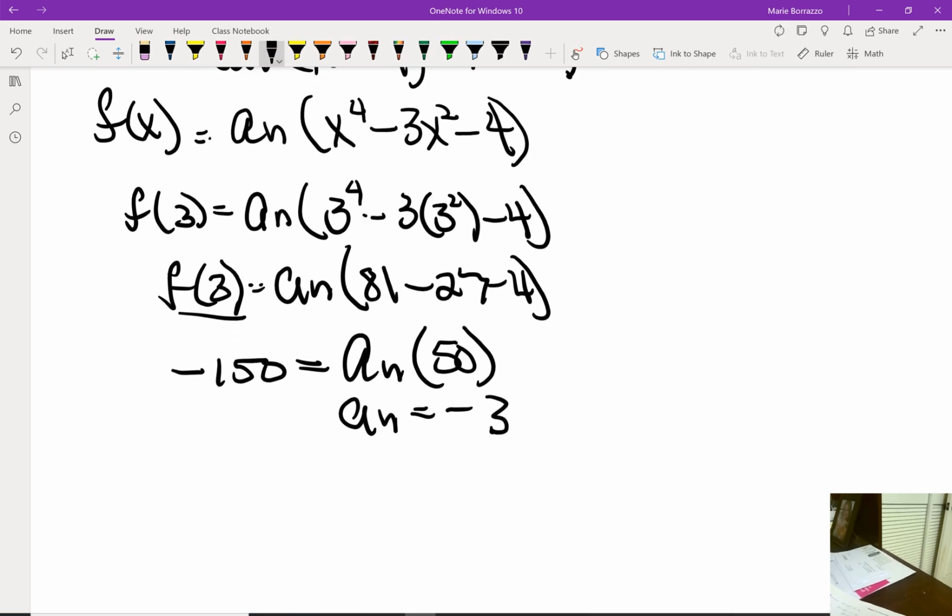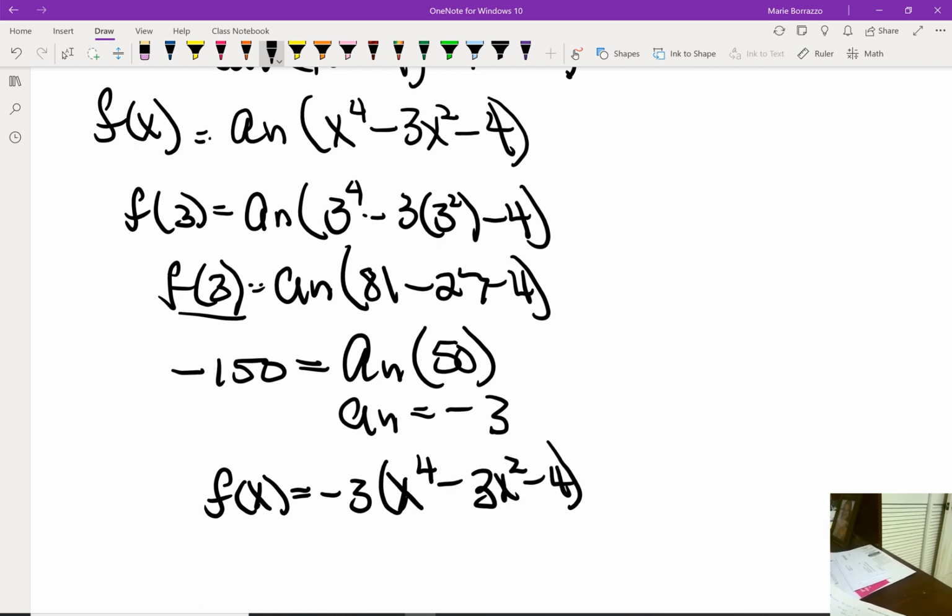If I go back into my example, that means that f of x is equal to negative 3, parentheses, x to the 4th minus 3x squared minus 4. And that's the equivalent value of my f of x. If I distribute this 3, I land with f of x. Final answer is negative 3x to the 4th plus 9x squared plus 12. And that's my final answer.